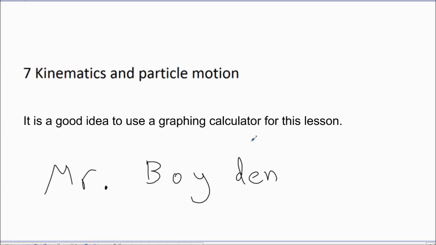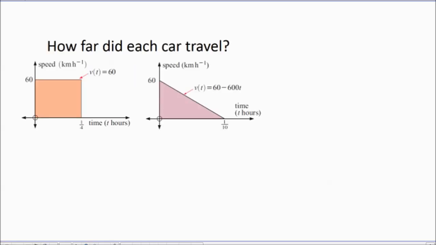So let's get into our lesson. This is going to be the final lesson in our integral series for right now. We're going to talk a little bit about particle motion and kinematics. This is an application that often comes up, and it's one of the ways we can use integrals to actually do stuff. So let's look at a really simple example just to start.